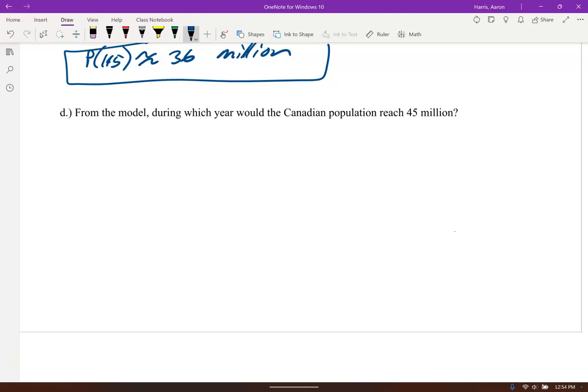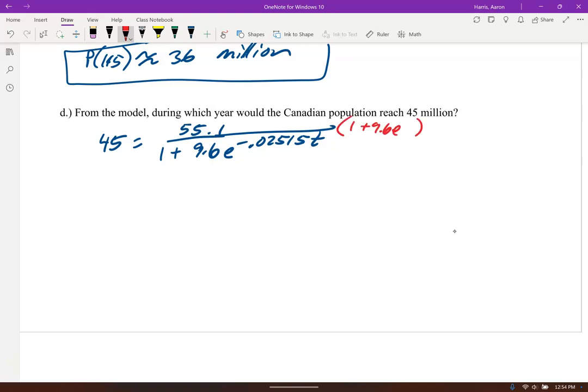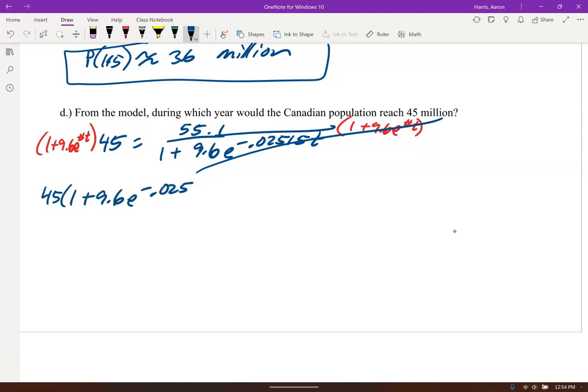Okay, and finally, during which year would the Canadian population reach 45 million? We wanted to reach 45. So we've got 45 equals 55.1 divided by 1 plus 9.6 e to the negative 0.02515 t. We're solving for time t. So what I'm going to do is multiply both sides by this 1 plus 9.6 e to the negative 0.02515 t, and that'll cancel right there. So we'll have 45 times 1 plus 9.6 e to the negative 0.02515 t equals 55.1.